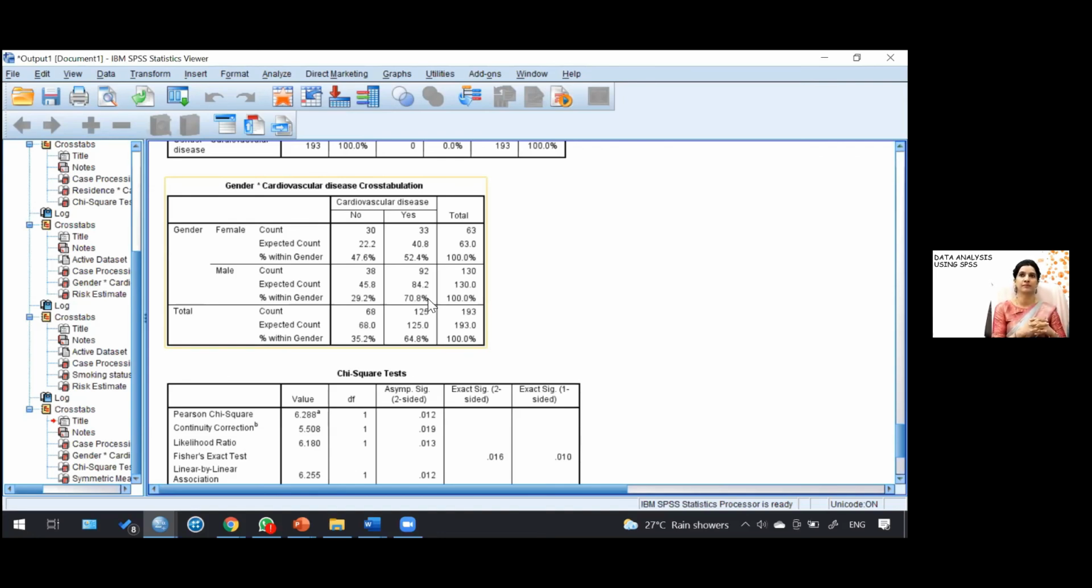Yes, ma'am. Okay, Mayuri. Ma'am, Yes. my question is, what is the difference between count and expected count?